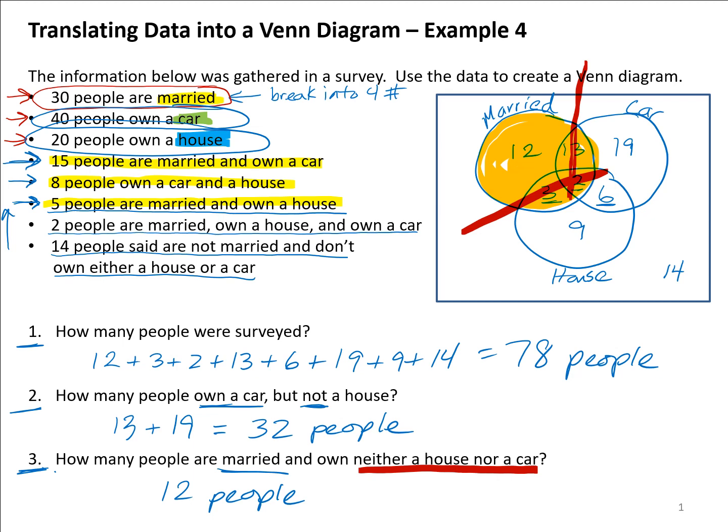So Venn diagrams are a good way to organize information and then more easily answer questions about different parts of that situation. And we use logic to kind of organize and then answer those questions.